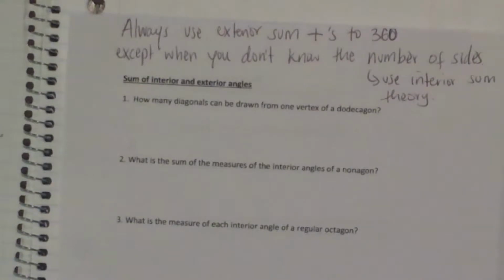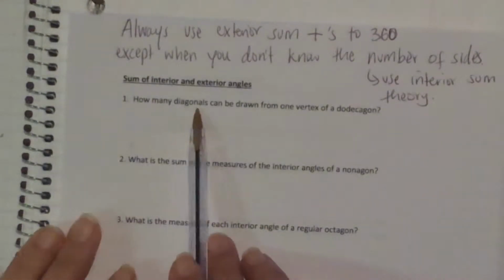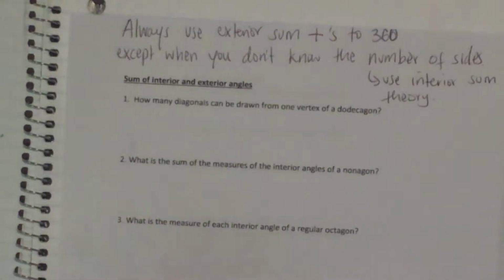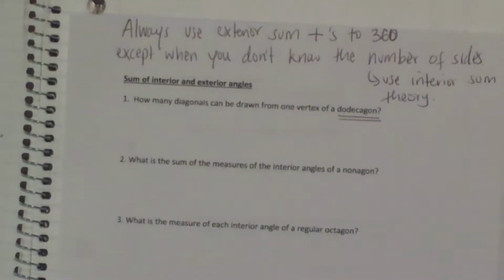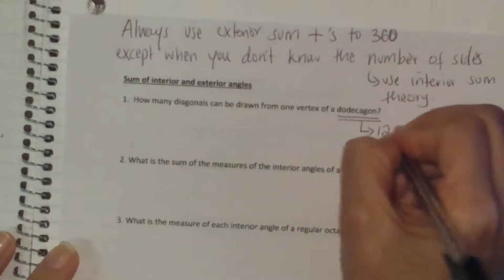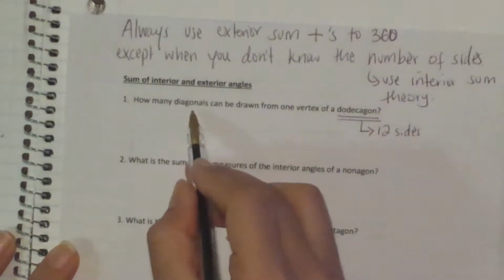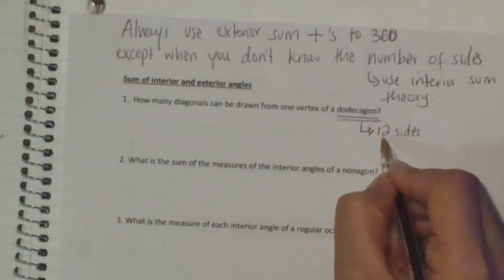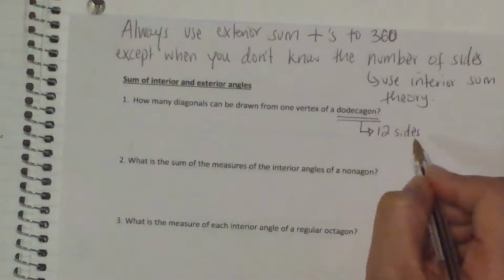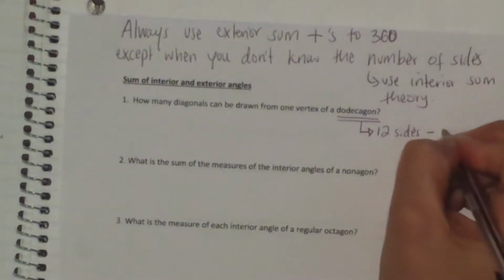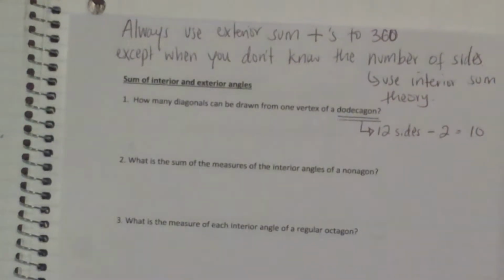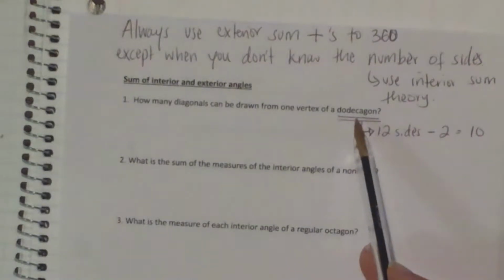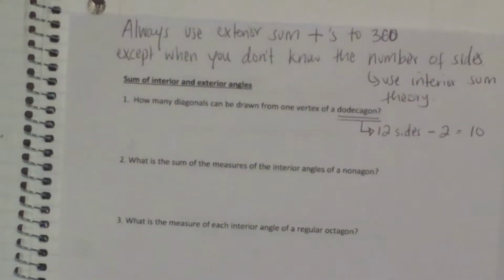All right, so let's take a look at the first one. Number one, how many diagonals can be drawn from one vertex of a dodecagon? Most of these questions require you just to know your vocabulary. Remember, how many sides is a polygon that's called a dodecagon? It is 12 sides. When they ask you how many diagonals can be drawn, remember, it's the number of sides, and then we have to subtract 2. So the number of triangles is going to be 10. All of these questions need you to know your definitions. You have to know what they're talking about.